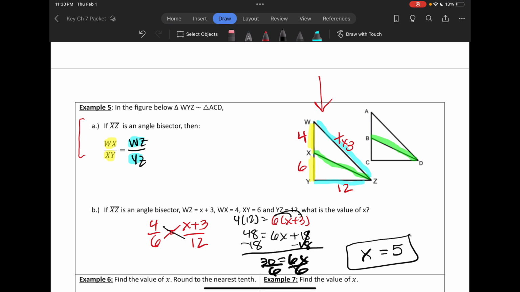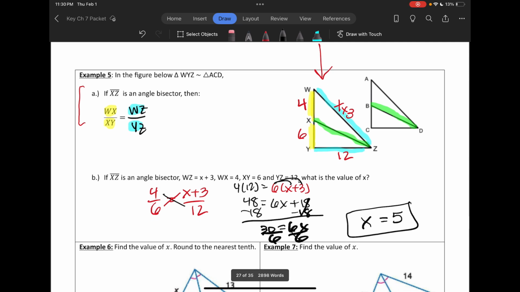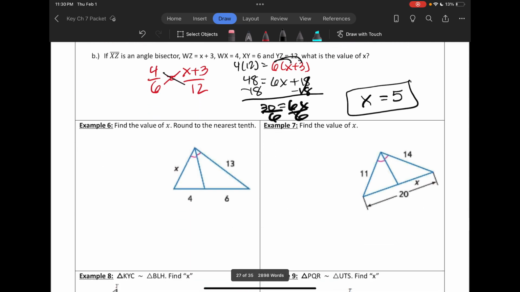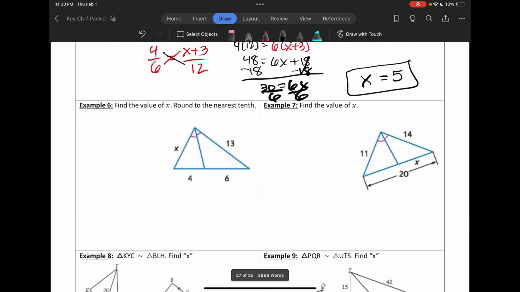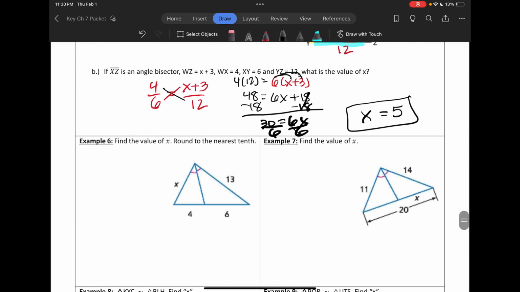Again, the highlighters are there to help us get a better understanding of how to set these problems up. By now, we should be comfortable cross multiplying. These examples are pretty similar to what we've already seen. We'll go ahead and skip example 6.